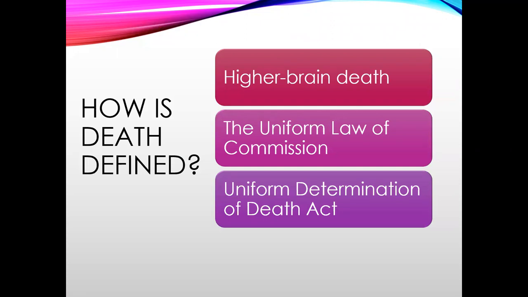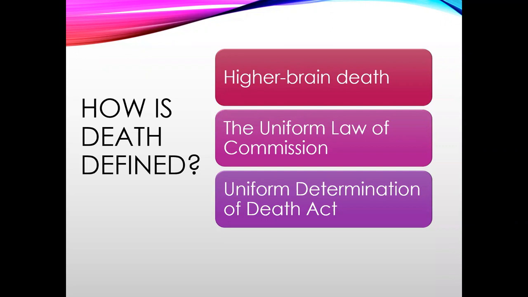So how is death defined, right? Higher brain death means the brain stem can still function, so you still have respiratory and cardiac activity, and it may continue even though the person is not responsive to external stimuli. Reflexes are absent, and we have no activity on our EEG. There is a Uniform Law Commission which redefined death broadly as irreversible cessation of all functioning in the brain, including the brainstem, as determined by reasonable medical standards. This definition did not provide clear guidance to states.